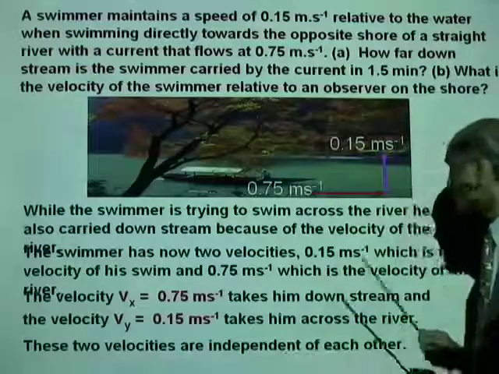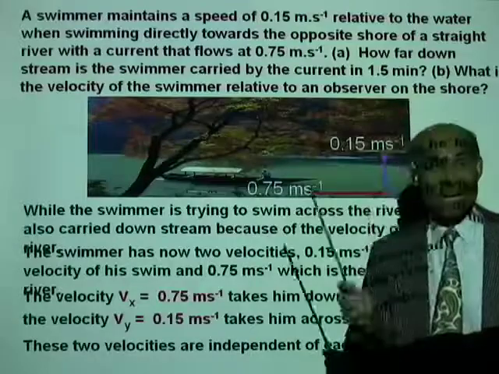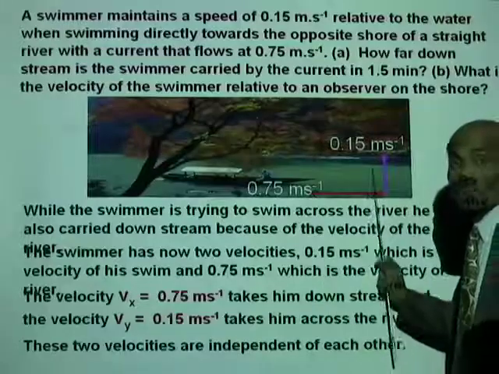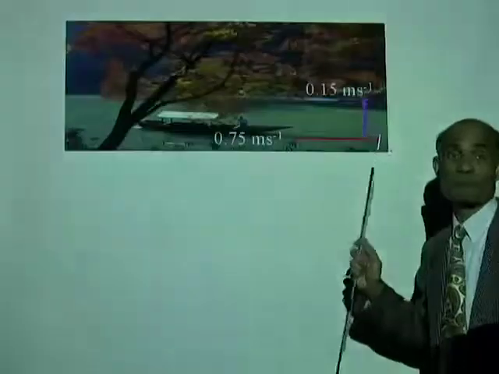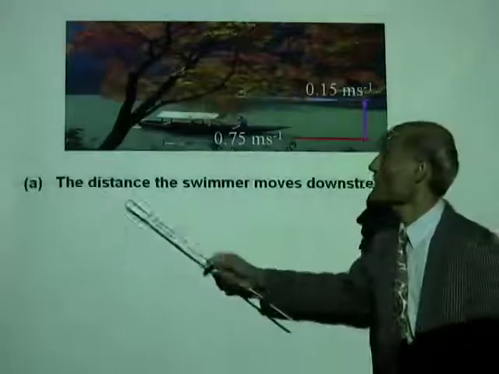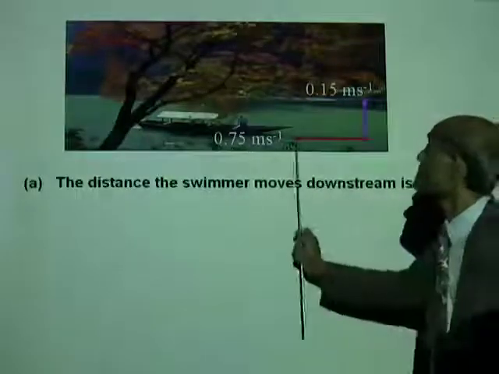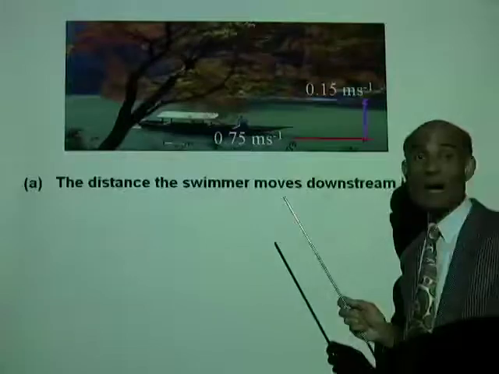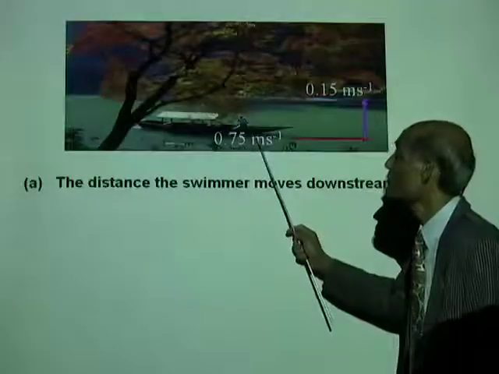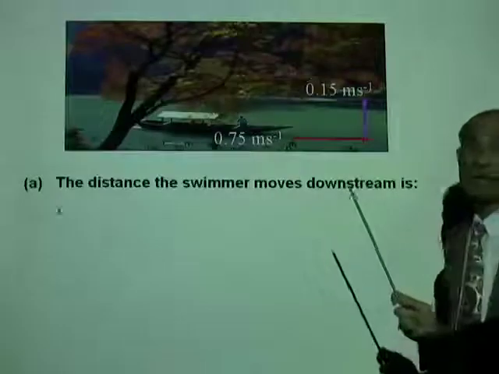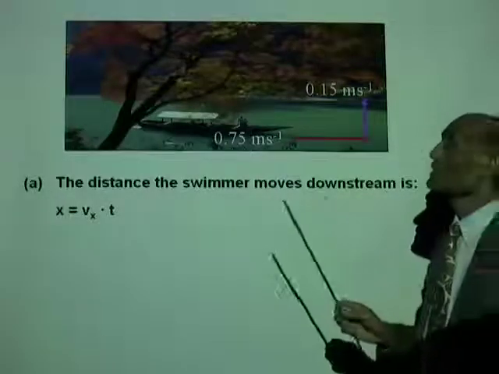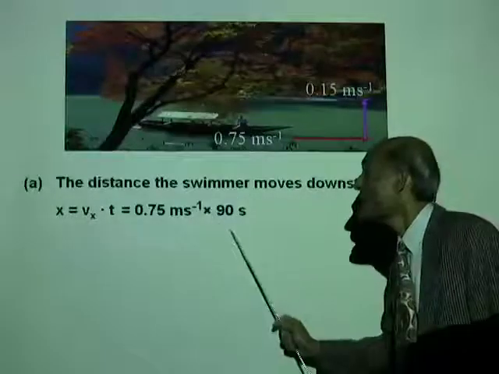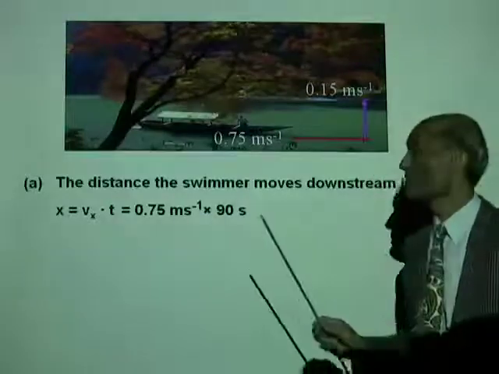These two velocities are independent of each other, just like a projectile. The horizontal velocity will not be affected by the vertical velocity. Alright? Now, A, the distance the swimmer moves downstream is purely due to the velocity of the river, and that will be 0.75 meter per second multiplied by the time. Now, what is the first part? We need to know how far the swimmer has been carried in 90 seconds, in a minute and a half.